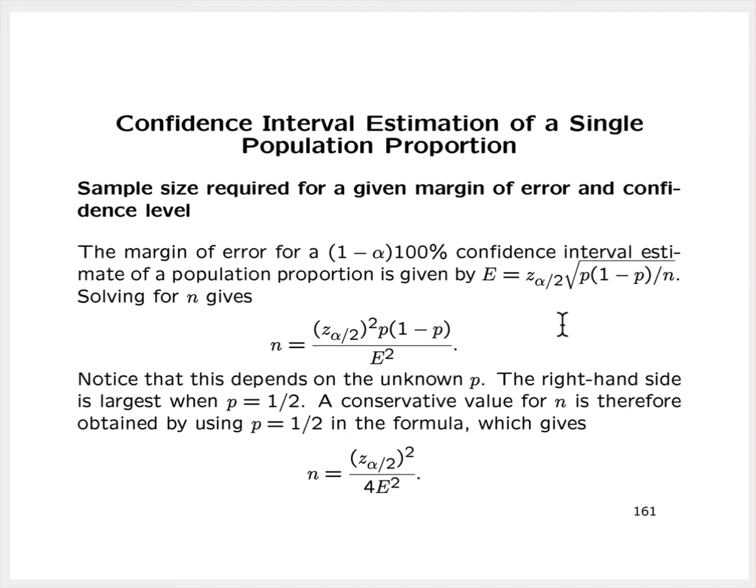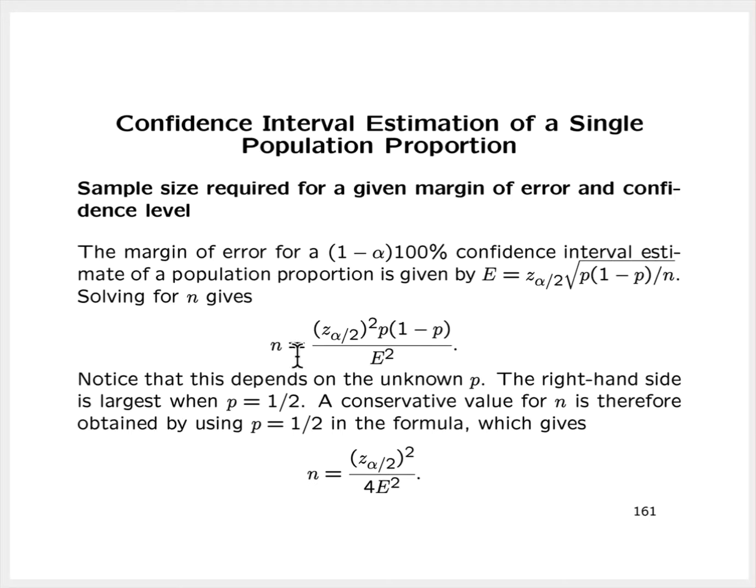So this is actually the true formula for the margin of error of P hat. And if we solve that equation for n, then we get this sample size: z sub alpha over 2 squared times p times 1 minus p over e squared, where e represents the desired maximum margin of error allowable.